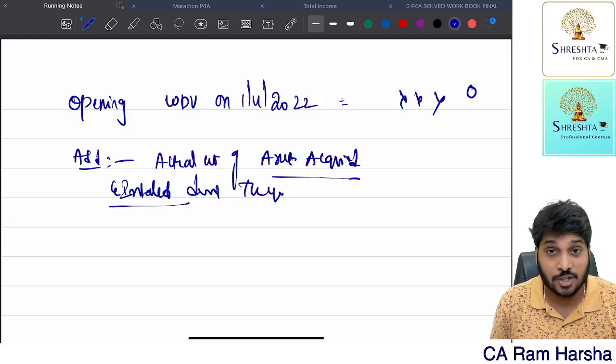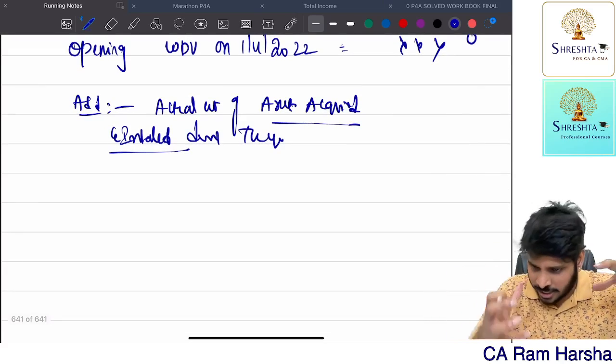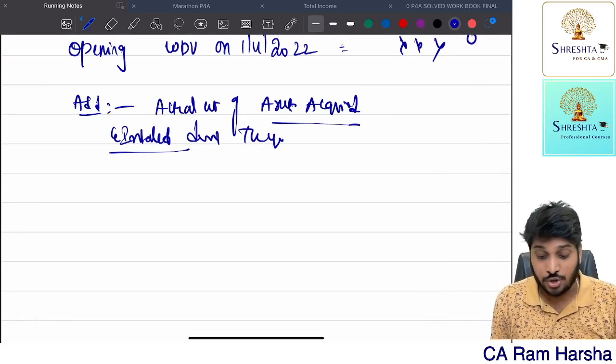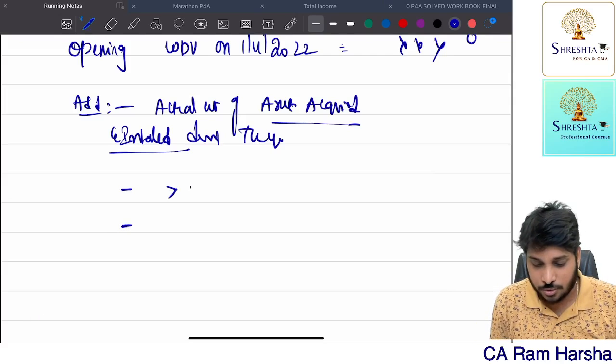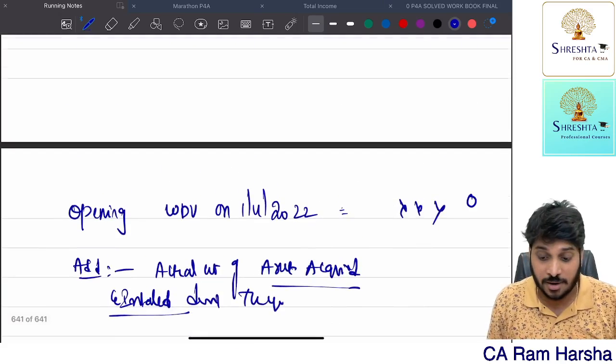So how much is the actual cost of assets that you acquired? Now these assets acquired in this year, you should split into 2 categories. Assets used for more than 180 days. How much? I'm showing you this format for a particular block.